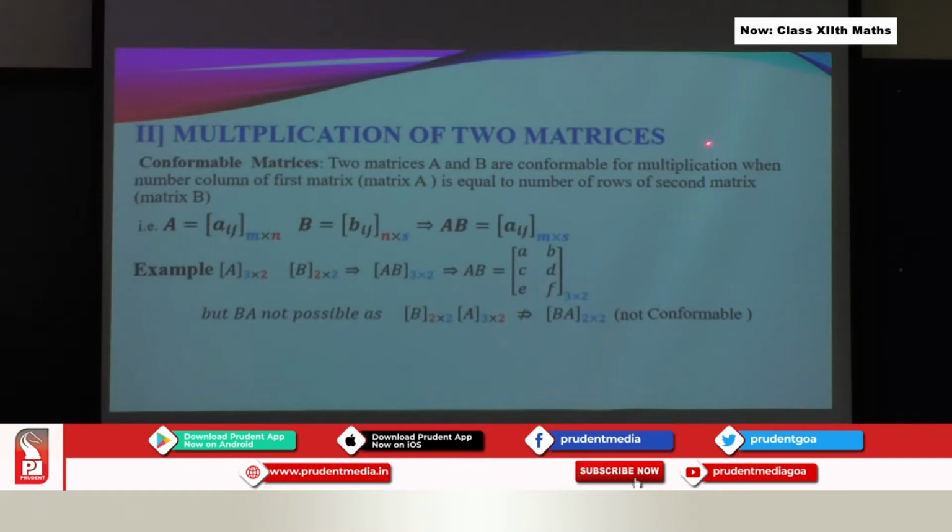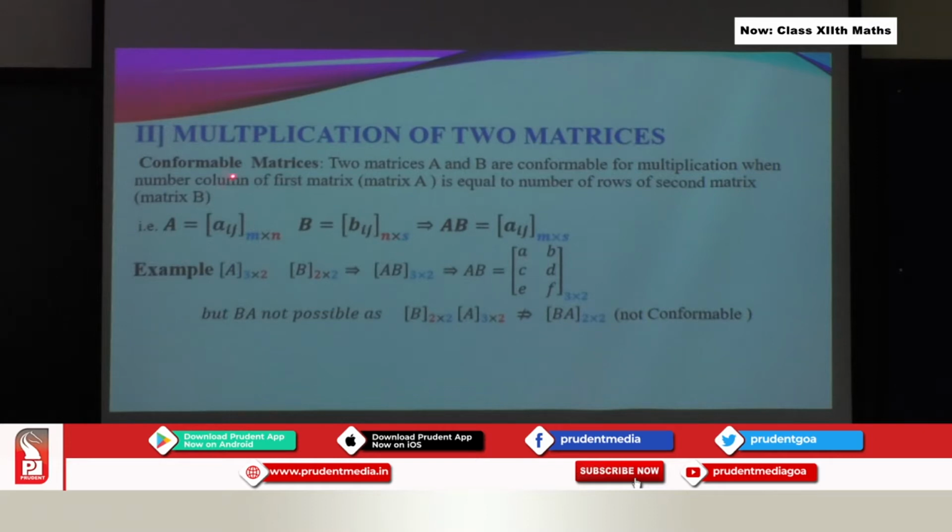In the previous case, when we were talking about multiplication of a matrix by a scalar, one scalar we were taking and multiplying to the matrix. But here what is happening? Two matrices we are multiplying. Now over here this is a very moody multiplication. Why am I saying it is a very moody multiplication?